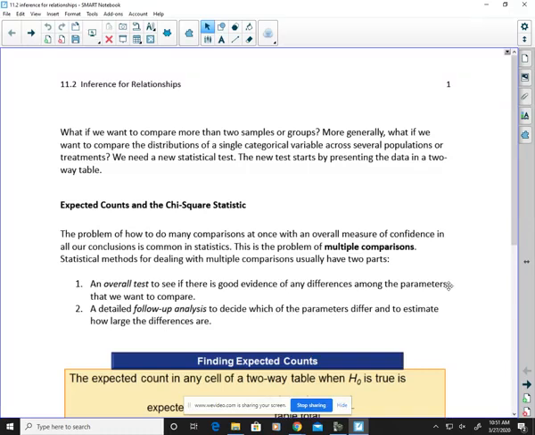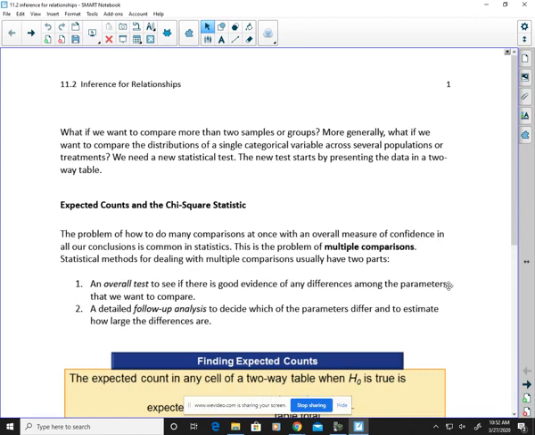11.2, inference for relationships. Last class we looked at 11.1, the chi-squared goodness of fit, and that was if you have one sample group and you're comparing to one distribution that you believe is true about the population, meaning that you have proportions that you feel that population fits, and you're trying to see, does your sample fit what you believe is true about that population?